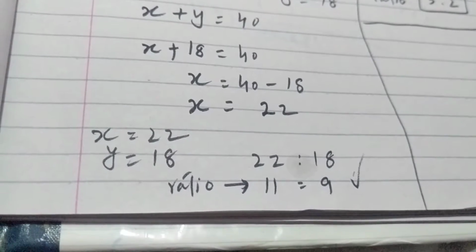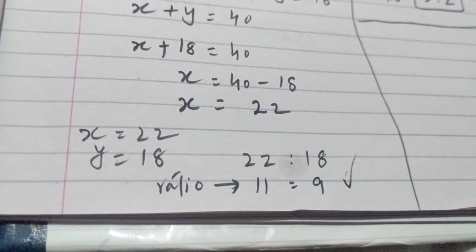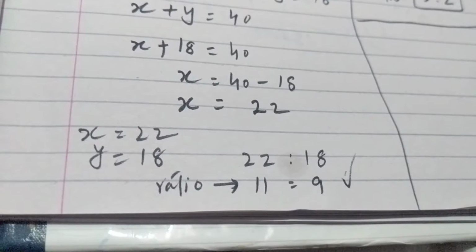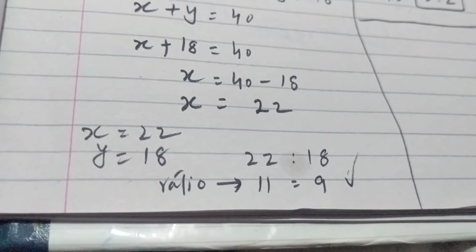As x is 22 and y is 18, the ratio is 22 ratio 18. Further summarizing this ratio, 22 will convert into 11, whereas the 18 will convert into 9. Thus, finally the ratio is 11 into 9.